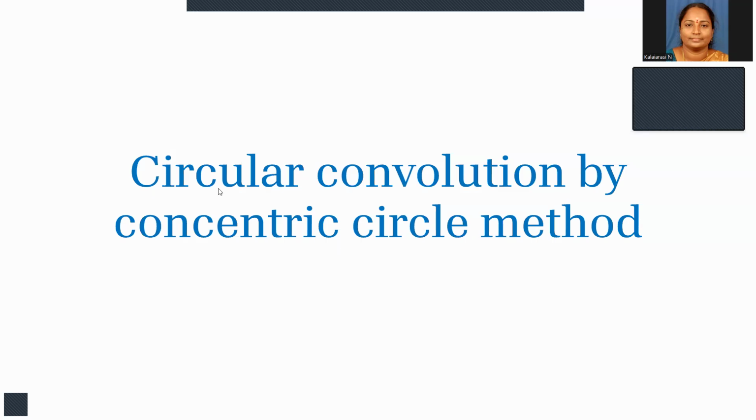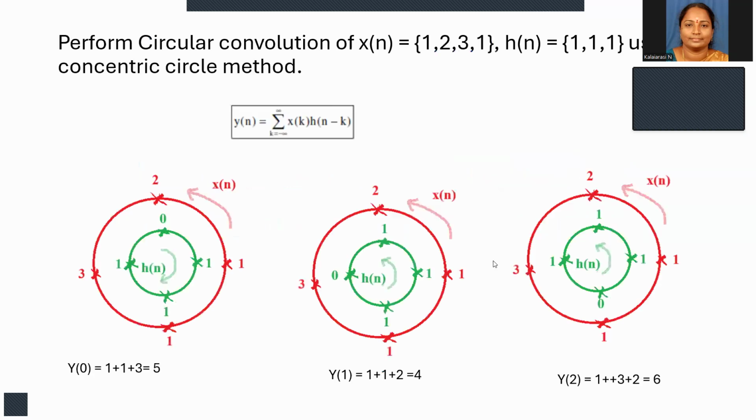Good afternoon. I am going to discuss circular convolution by the concentric circle method. Perform a circular convolution of x of n = 1, 2, 3, 1 and h of n = 1, 1, 1 using the concentric circle method. In linear convolution, the number of samples is not required to be equal.